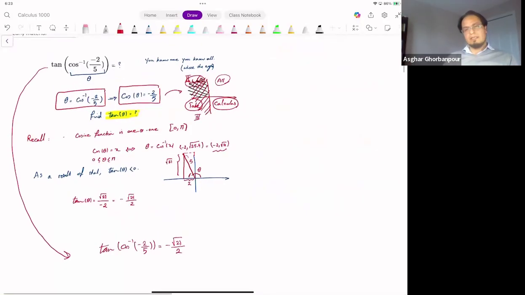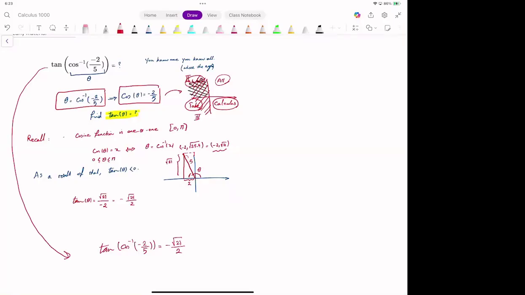Any questions, any comments here? We can stop a little bit and then see. Could you go back over again how you know it's in the second quadrant?